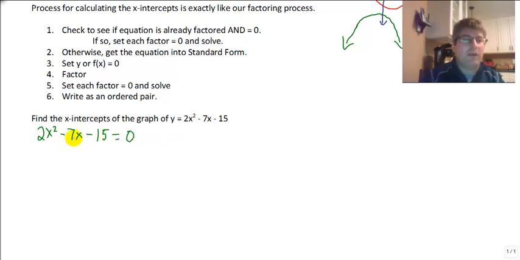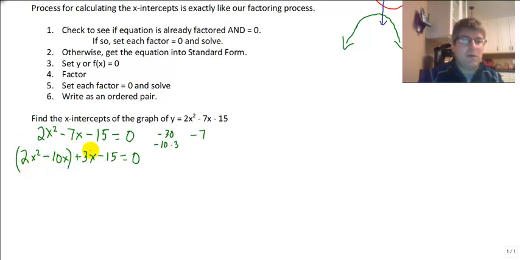I'll factor this by grouping. I need factors of negative 30 that add up to negative 7. So those factors will be negative 10 times positive 3. And sure enough, that works. So I've got 2x squared minus 10x plus 3x minus 15 equals 0. So I've just rewritten negative 7x as negative 10x plus 3x.